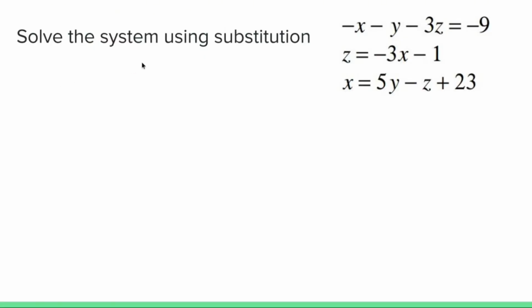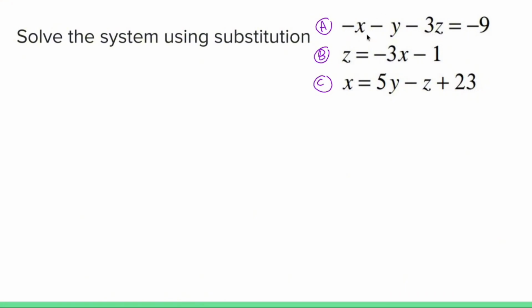Solve the system of equations using substitution. 3 equations, 3 variables. Let's go. Let's label you A, let's label you B, let's label you C. And what I want to do is take 2 of these lines and pick something that's already solved for one of the variables and just kind of plug stuff in.